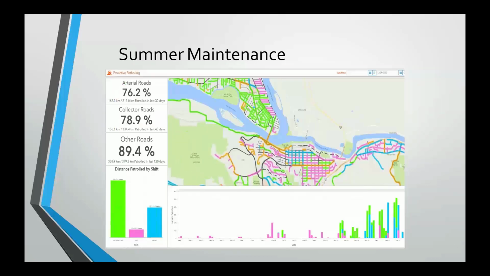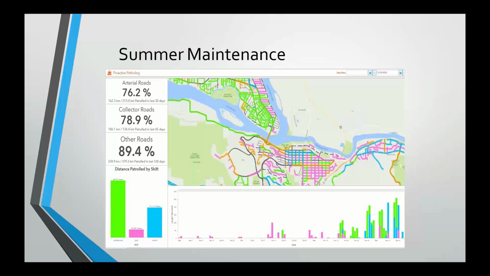And this is the associated proactive potholing dashboard, which shows in the top left-hand corner that at this point in time, 76% of arterials have been patrolled within their service level, 79% for collectors, and 89% for local roads. This helps supervisors to know how well, or I suppose how not well, they're meeting their proactive potholing service levels.